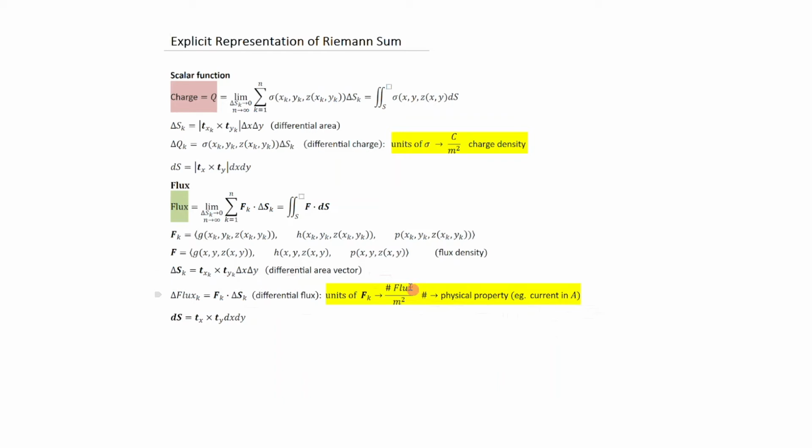So the word flux tells you vector. All right, in the limit, the delta S_k becomes dS, and it will be just t_x cross t_y dx dy.